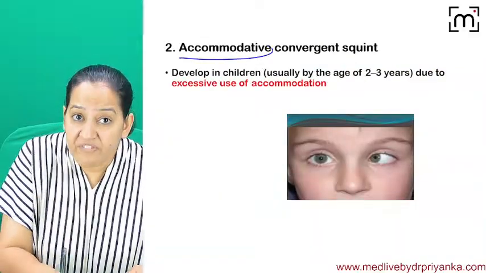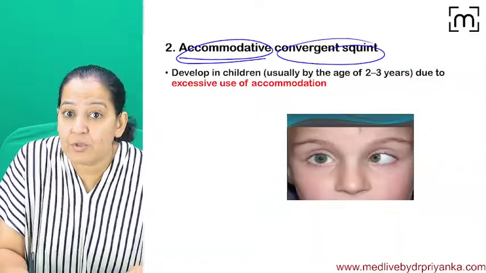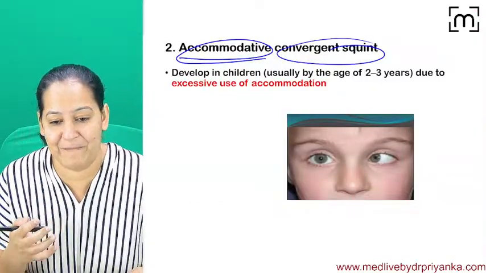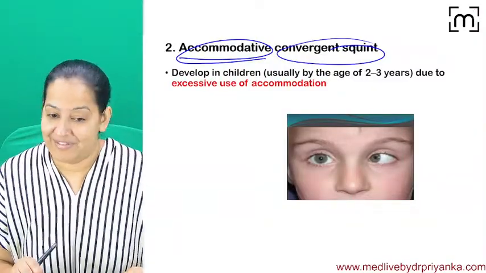Number two, because of excessive accommodation, sometimes convergent squint occurs. I will explain squint. That is the trickiest topic of the entire ophthalmology, I must say.